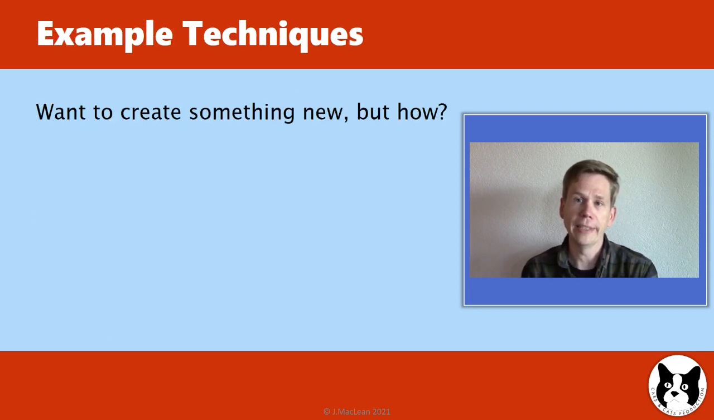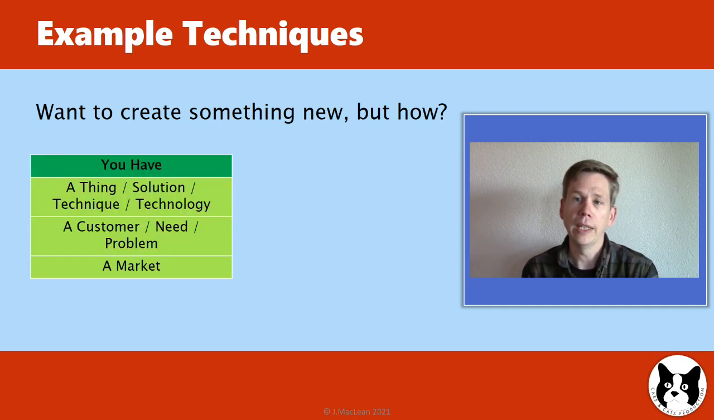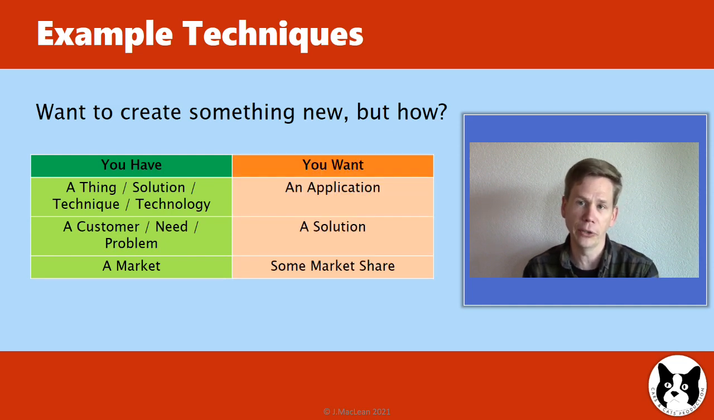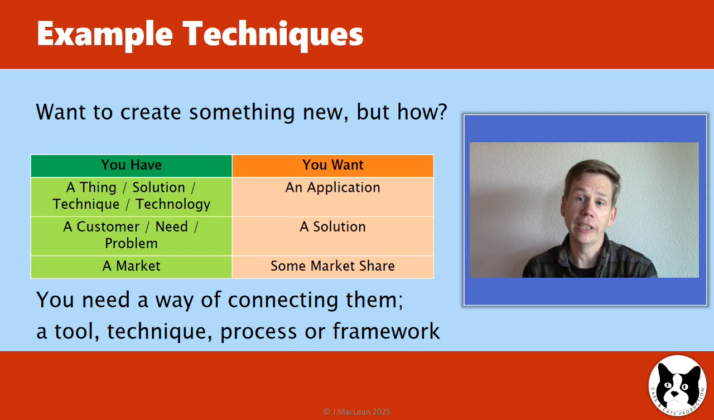So what about actual techniques? Normally you want to create something new, but you don't know how. Normally in this situation you have some element to start with. So you have a thing, a solution, a technique, a technology, or maybe you have a customer need or a customer problem, or you have a market. And what you want is an application for that technology or that thing, or a solution to the customer problem, or you just want some of that market share. So what you need is a way of connecting those two sides of the situation. You need a tool, a technique, a process, or a framework. So I'll give you a few of those now.